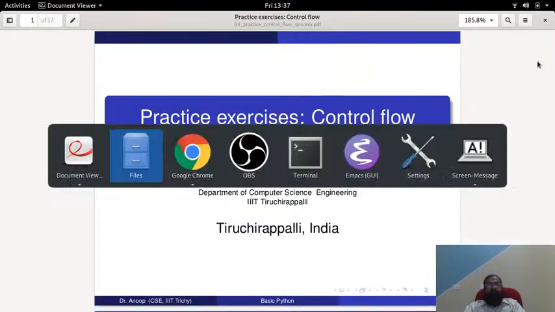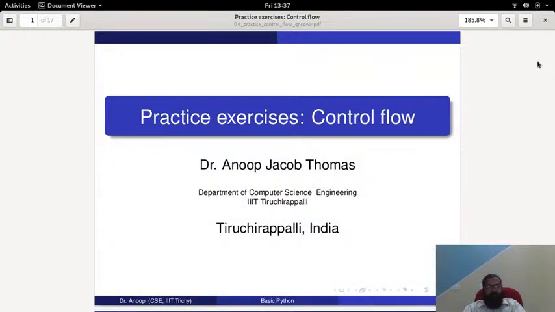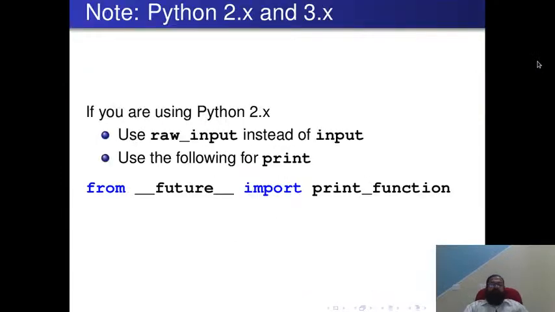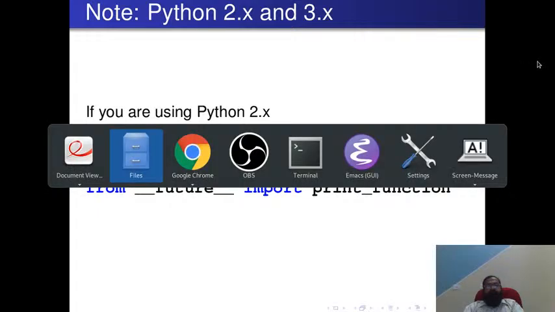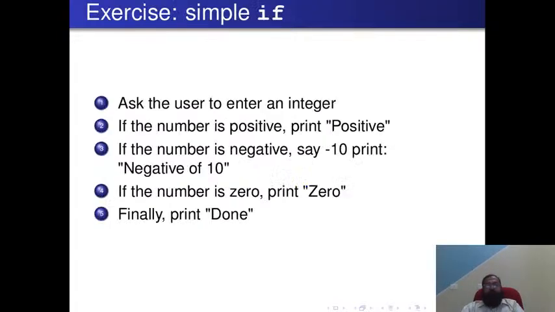Okay, now going back to the control flow questions. Okay, so if you are using Python 2, right, you must use raw_input and you must use from __future__ import print_function, if you are going to use Python 2 instead of Python 3.